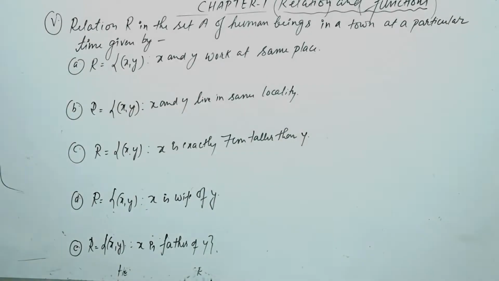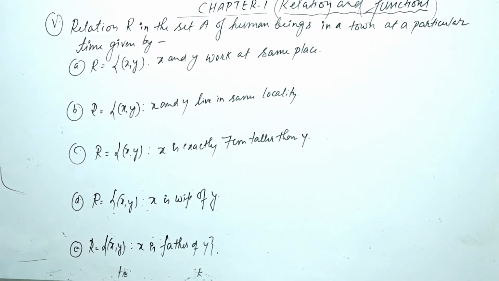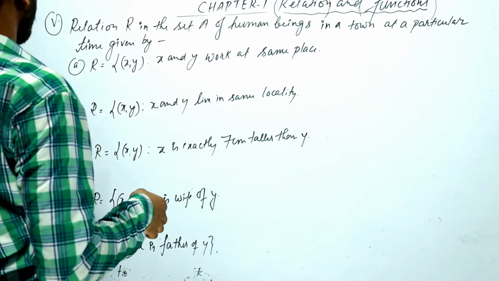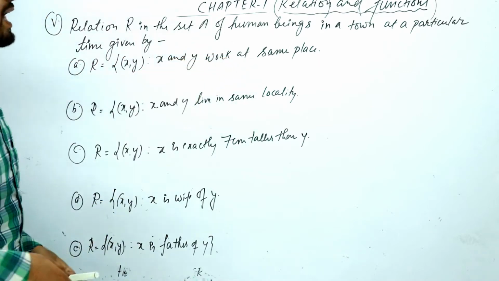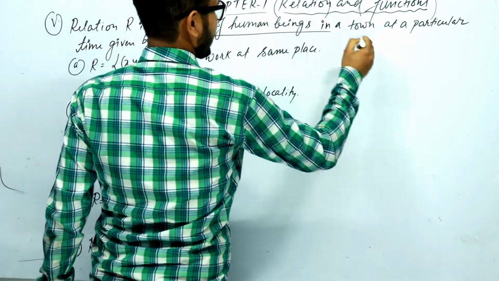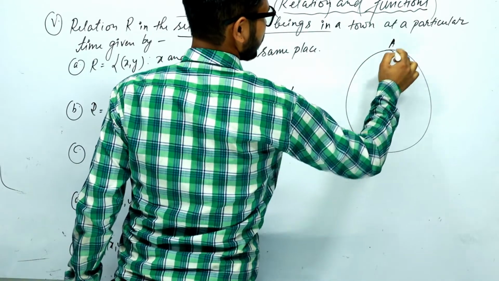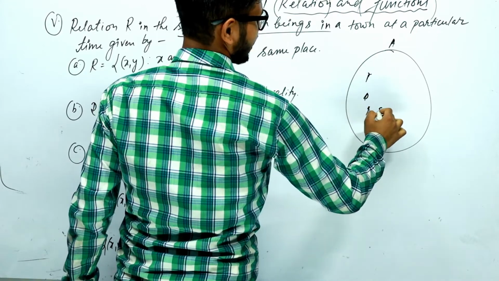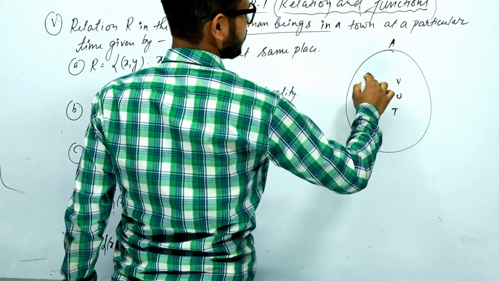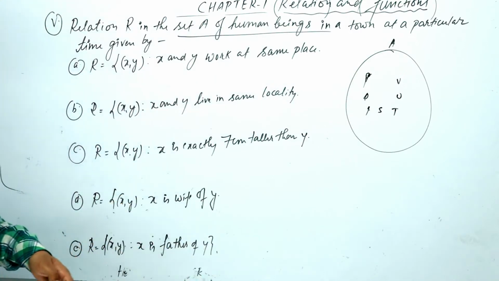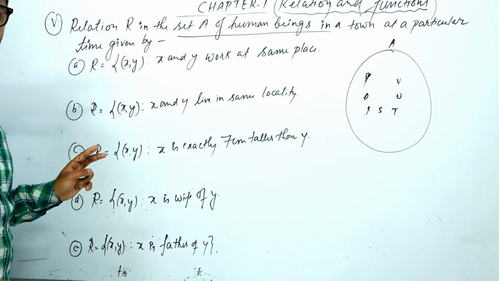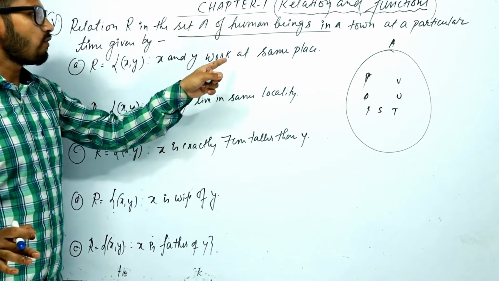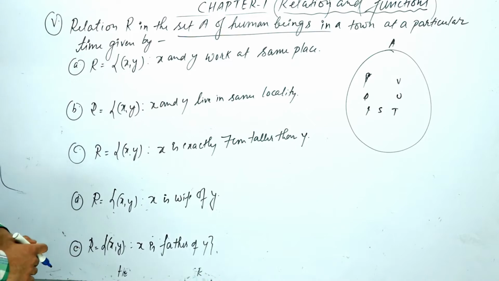Let us proceed to the next part. So here is the last part of the first question. It says that relation R in the set A of human beings in a town. Suppose consider this is a town of set A. A lot of human beings are there, suppose P, Q, R, S, T, U, V. These are all human beings present in the town at a particular time. The relation R is given as (x, y), where x and y work at the same place.